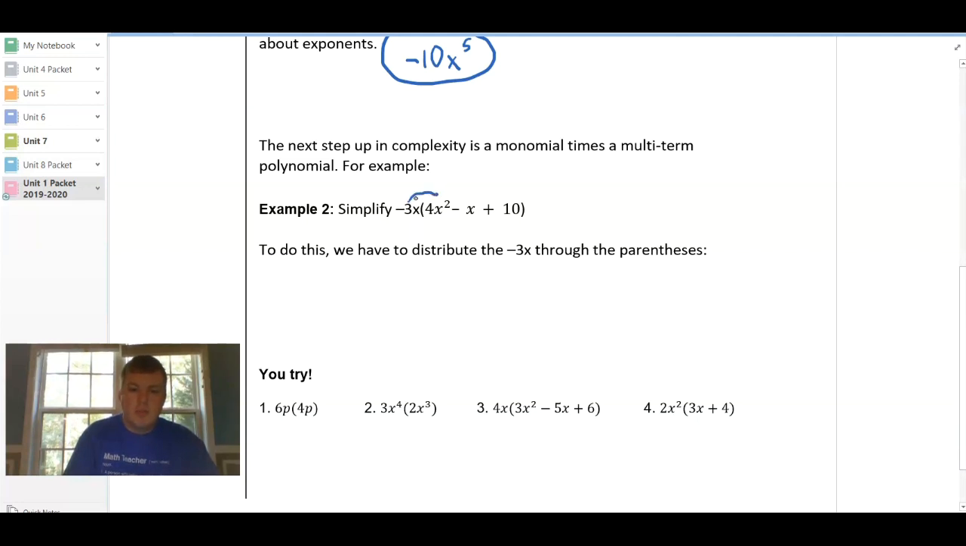Again, we're going to multiply the coefficients, so negative 3 times 4 is negative 12. And I'm going to pause the video for just a second as my cat's trying to photobomb the video.